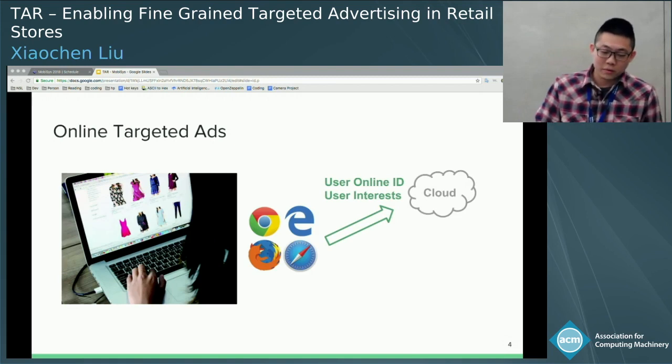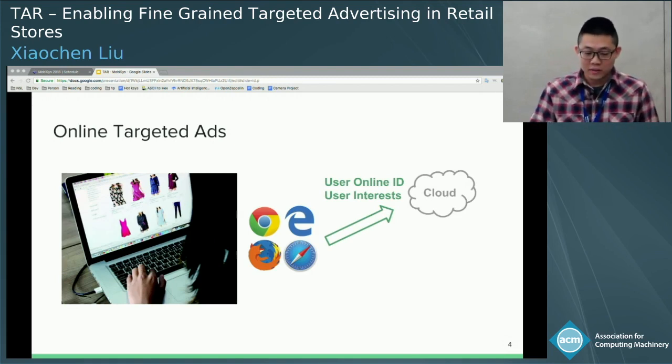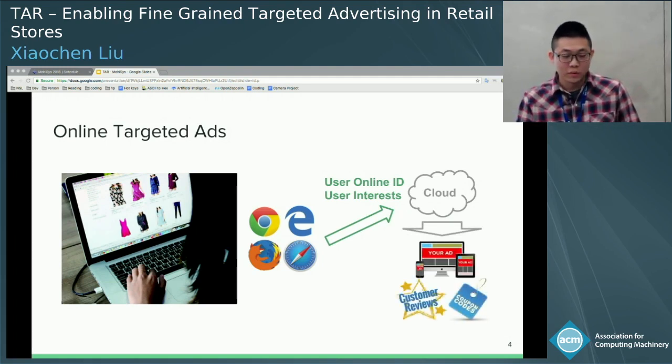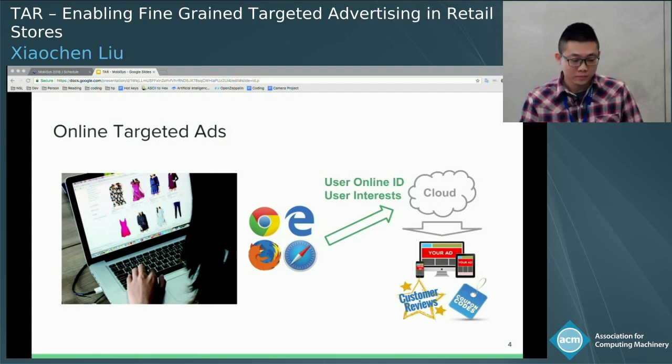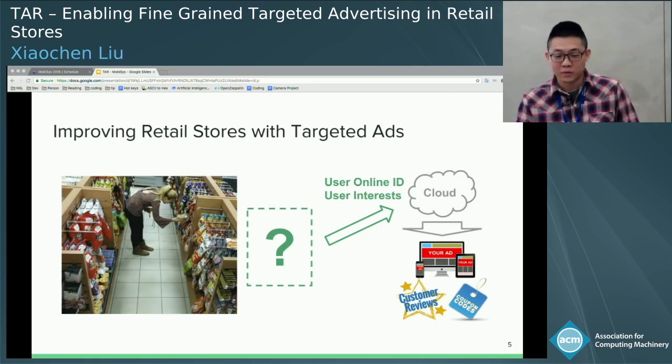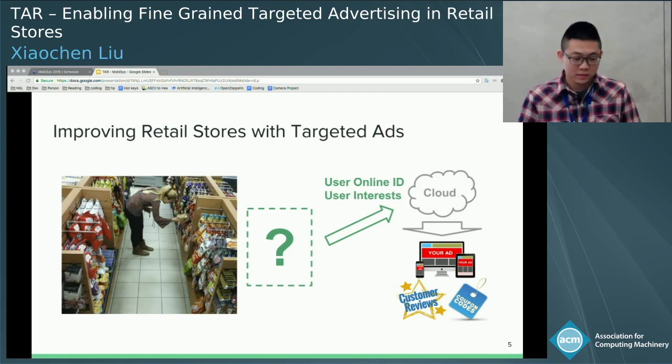Online shopping relies on two things. First, the customer identity. Second, the shopping interest. These two types of data can be retrieved with the user's web browser. With this data available, all the following features will be possible. If we want to bring all the online features to offline, we also need to get those two types of data. However, for a physical store, how can we do this?